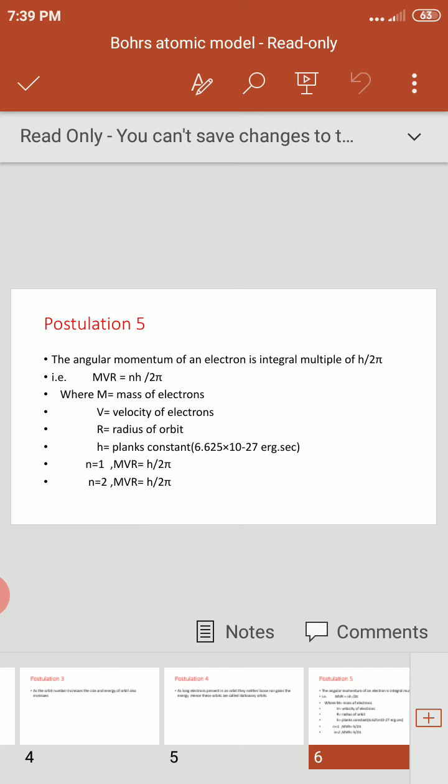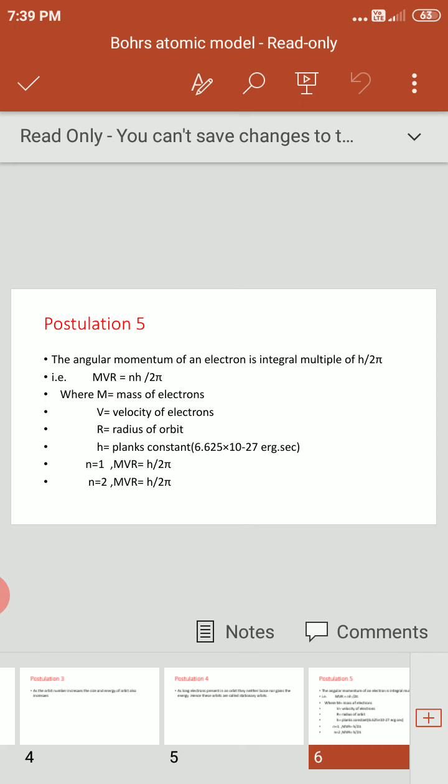Next, the electron which is present in an orbit has some angular momentum, that is MVR. MVR is equal to an integral multiple of h by 2 pi. Bohr gave the equation for the angular momentum of an electron: MVR is equal to nh by 2 pi, where m is the mass of the electron, v is the velocity of the electron, r is the radius of the orbit, and n is the orbit number.